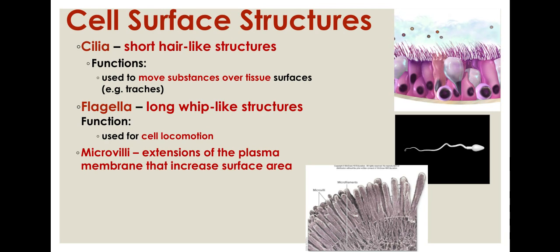We also have flagella. Flagella are these long whip-like structures, sort of like a tail, if you will, and that's used for motion, locomotion. And then there is microvilli. These are like little protrusions or extensions of the plasma membrane. It is there to increase the surface area, and that way we can absorb nutrients, minerals, vitamins from the area around it. And you'll find these, for example, in your intestine.